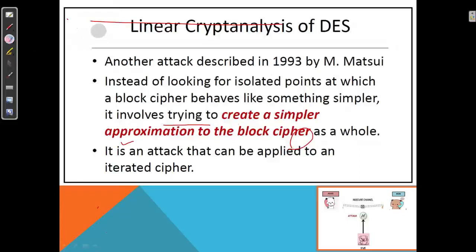Now let's talk about linear cryptanalysis. Another method, instead of looking for isolated points at which a block cipher behaves like something simpler, involves trying to create a simpler approximation of the block cipher as a whole. It is an attack that can be applied to an iterated cipher.